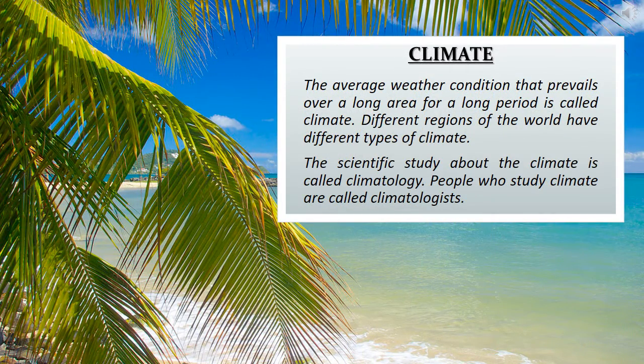What is climate? The average weather condition that prevails over a large area for a long period is called climate. Different regions of the world have different types of climate. The scientific study of climate is called climatology. People who study climate are called climatologists.